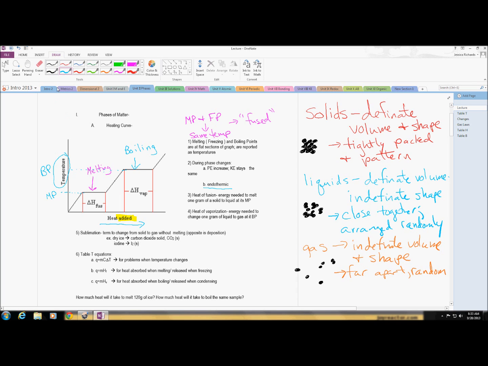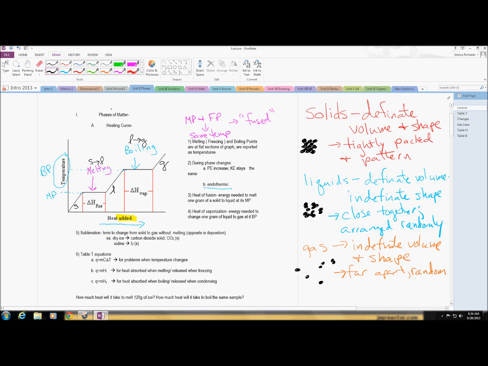So down here, we have a solid. Here we have a solid and a liquid as solid turns into a liquid. At this slanted section we have just liquid. At this next flat section we have a liquid and a gas as the liquid turns into a gas. And then at this point it's all a gas, only gas at that phase of matter.